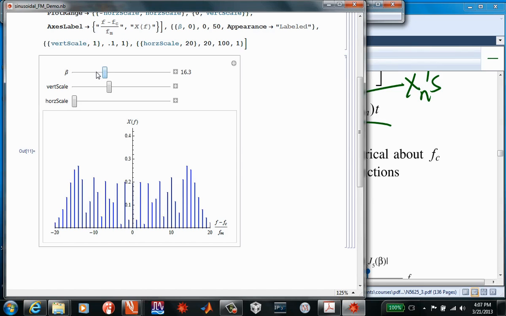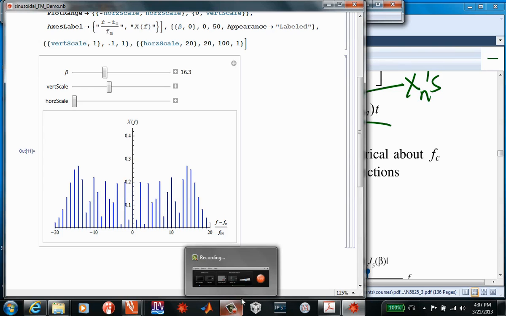I call that the suspension bridge spectrum, because that's what that looks like, the cross-section of a bridge. You'll be observing that when you do the lab experiment on that stuff.